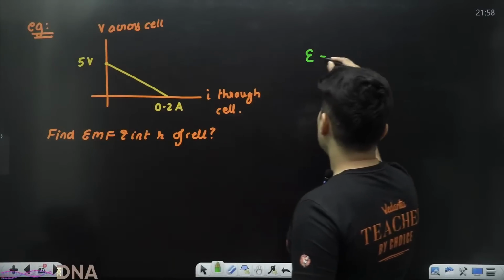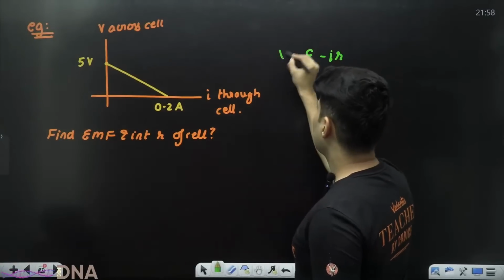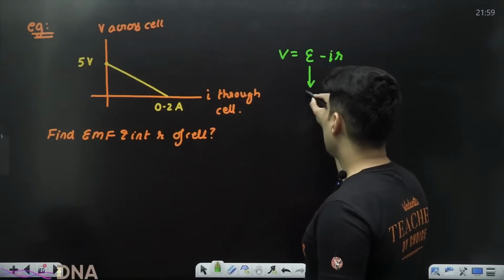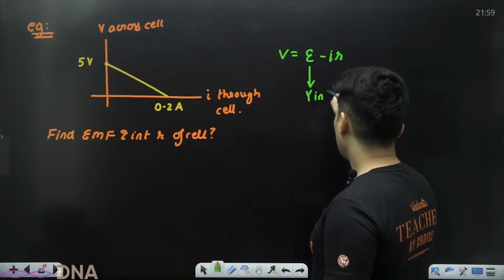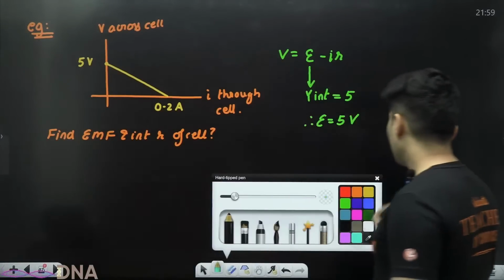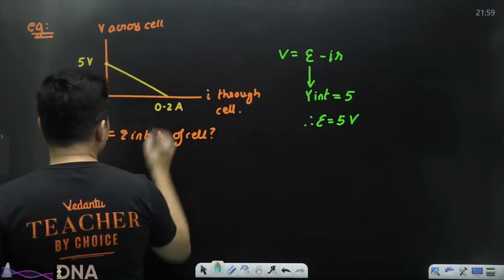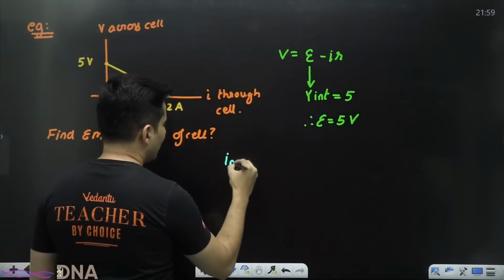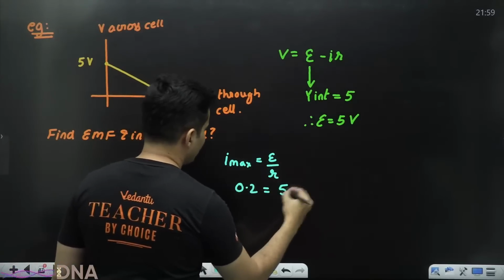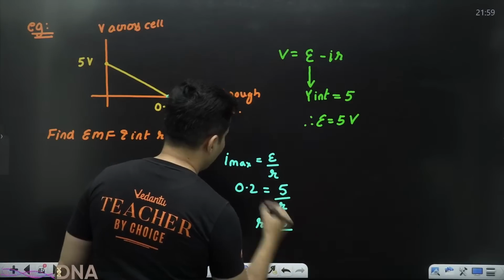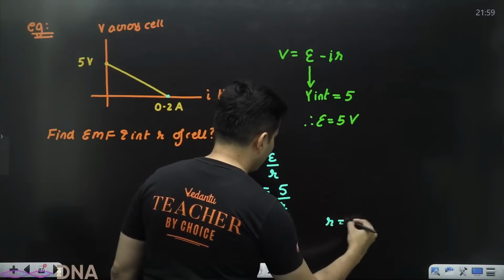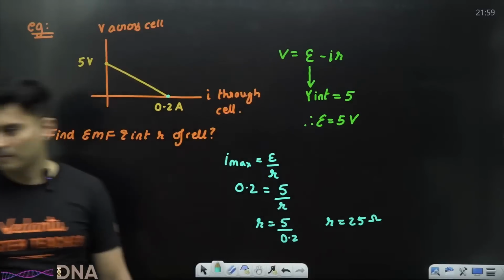This is like E minus Ir is equal to V. Perfect. So this point is basically the y-intercept, which is basically 5. So EMF is basically 5 volts. That part is done. This point over here is basically I max, which is E divided by small r. The maximum current is 0.2. EMF is basically 5. So r is 5 divided by 0.2. 0.2 is nothing but 1 by 5 itself. So the internal resistance will be 25 ohms.